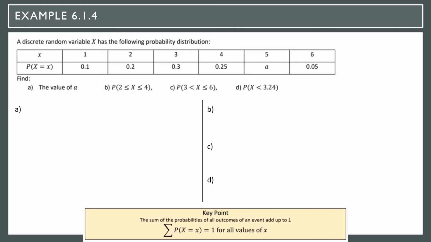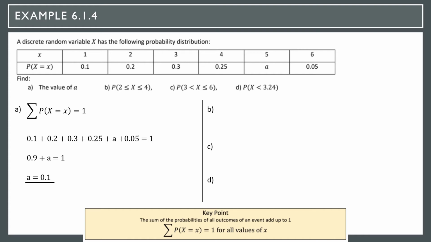Please can everybody pause the video now and attempt the following example. Okay, so hopefully everybody managed to attempt example 6.1.4. Similarly to before, if you could mark your answer in a different coloured pen, that would prove really useful.